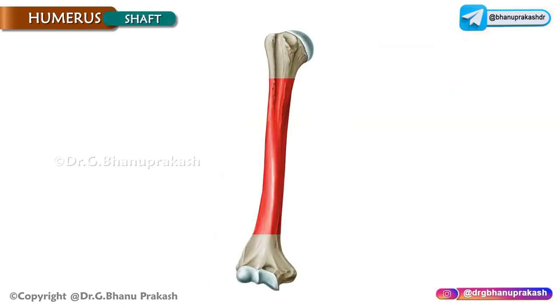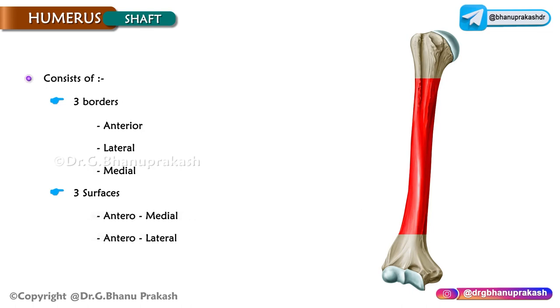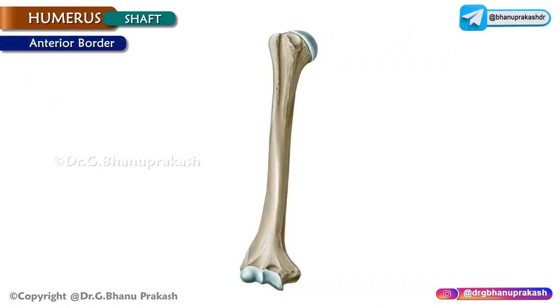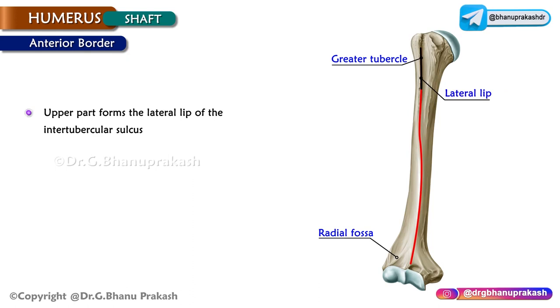The shaft is like a cylinder above but flat and triangular below. It consists of three borders, anterior, lateral, and medial, and three surfaces, anteromedial, anterolateral, and posterior. The anterior border extends from the lower end of the greater tubercle till right above the radial fossa. The upper part forms the lateral lip of the intertubercular sulcus.